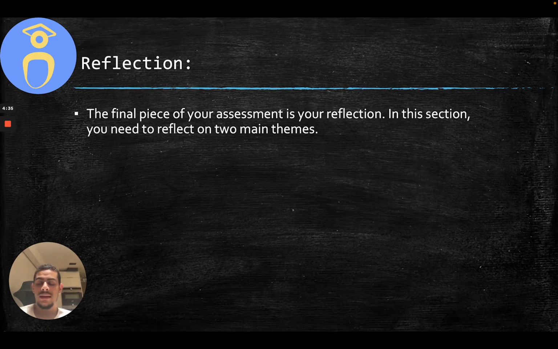For example, can a historian distort history? There's a saying that says history is written by the victors. This section should be around 400 words and is worth around 4 marks out of the total 25 that are available.